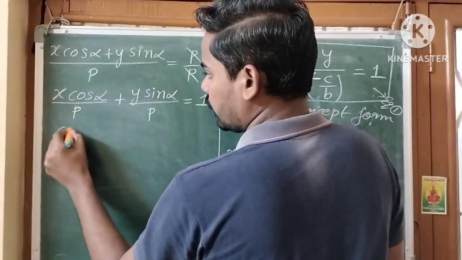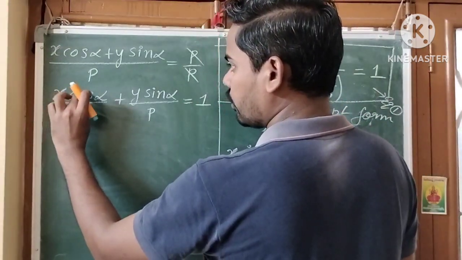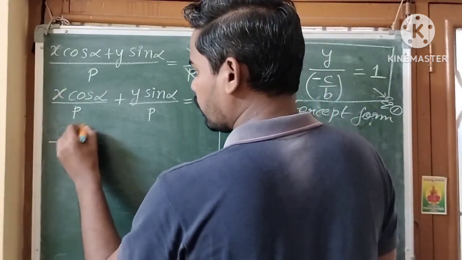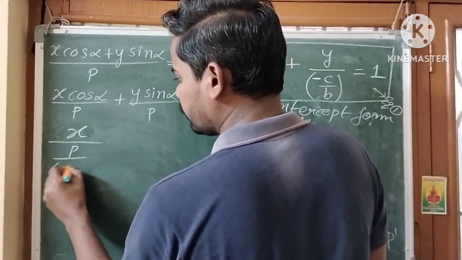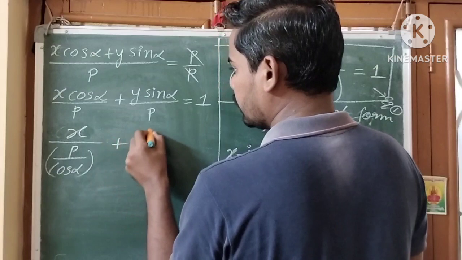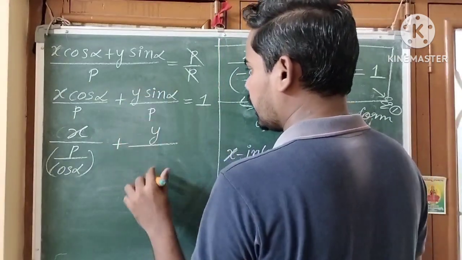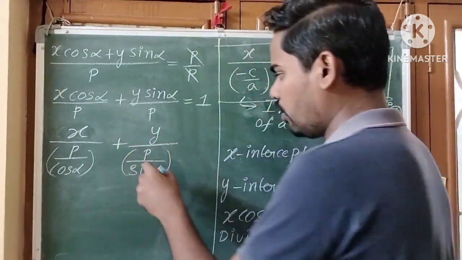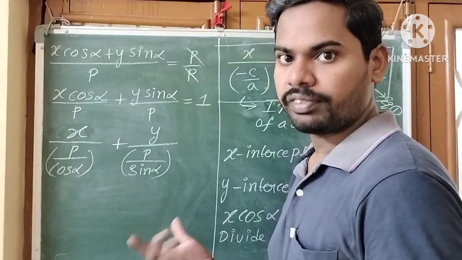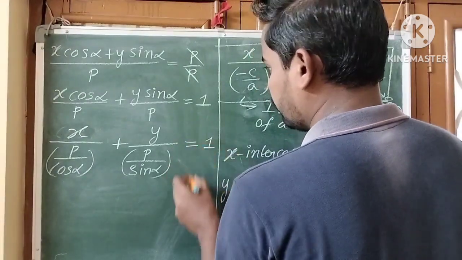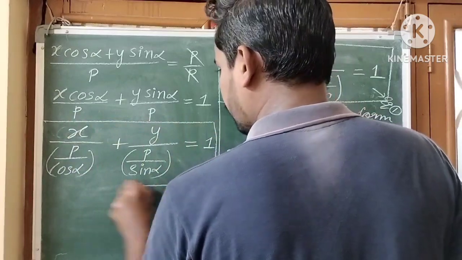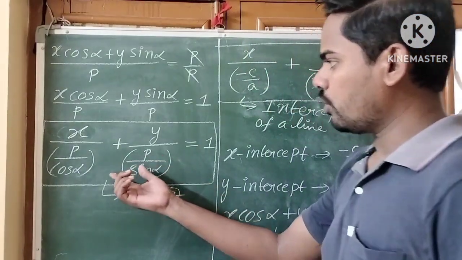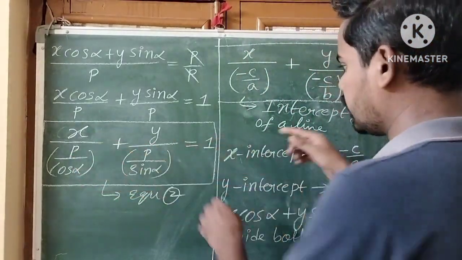It can be written as x by the reciprocal of cos alpha by p, which is p by cos alpha, plus y by the reciprocal of sin alpha by p, which is p by sin alpha, is equal to 1. Let it be equation number 2. So this equation is also called the intercept form of a line.